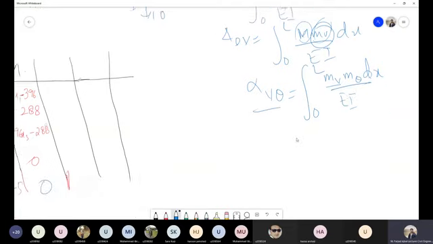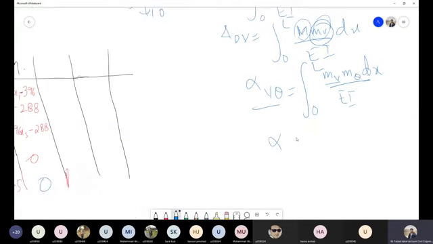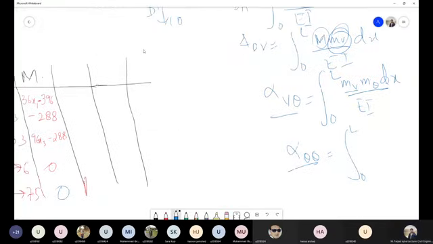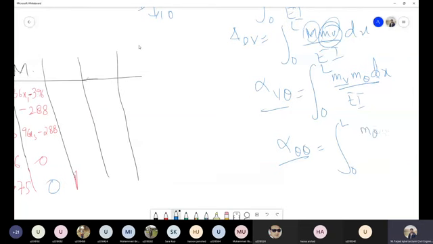Now on the same grounds, can anyone tell me what will be alpha theta theta? So what will be its equation for alpha theta theta? Ibrahim, what will be the equation? M square theta. I can't hear you properly. M square theta. Yes, it would be m square theta or m theta theta.